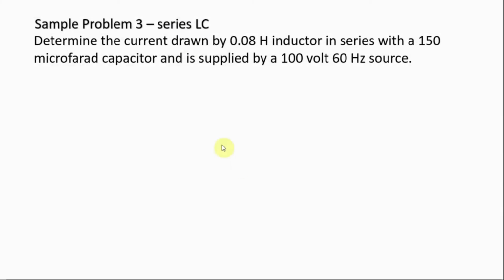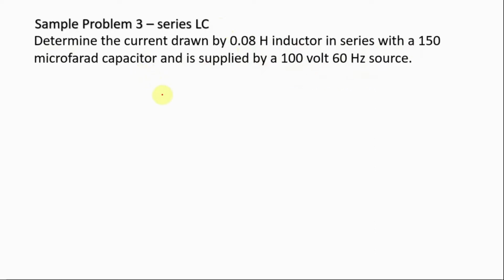Again, let us have this series LC, the inductor and capacitor connected in alternating current circuit. We are again tasked to get the current drawn. So the values of the following elements are 0.08 Henry and 150 microfarad. It is supplied by a 100 volt 60 Hz source.